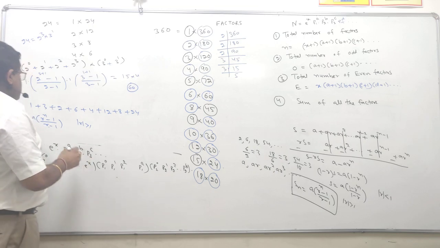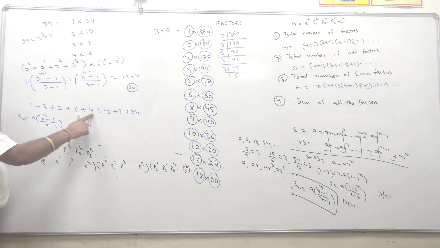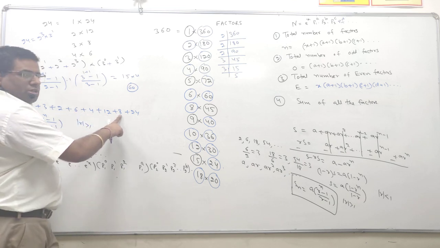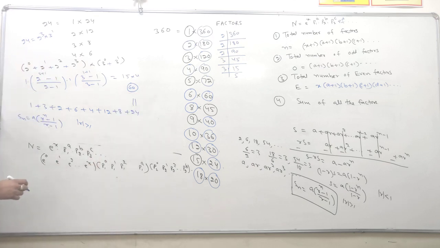You can check here. That is 1 plus 3, 4. 4 plus 2, 6. 6 plus 6, 12. 12 plus 4, 16. 16 plus 12, 28. 28 plus 8, 36. 36 plus 24 again comes out to be equal to 60. So this is the simple formula for getting the sum of all the factors.